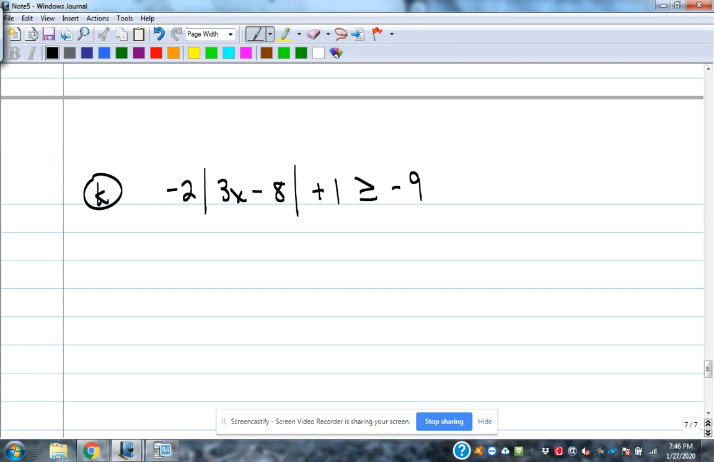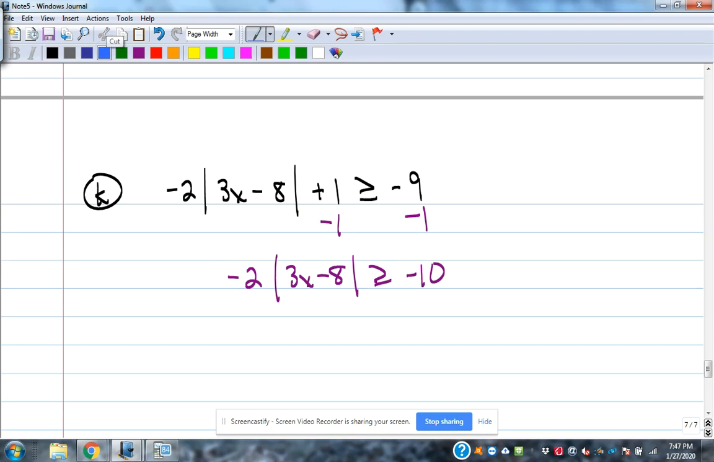Step it up a little bit here. This kind of gets us into a little bit more complicated problem and maybe an and problem. Right now it's a greater than symbol, so I'm thinking or problem. But what do we have to do first before we can even decide? Get the absolute value by itself. So let's get that done first. I'm going to subtract 1: negative 2, absolute value of 3x minus 8 greater than or equal to negative 10.